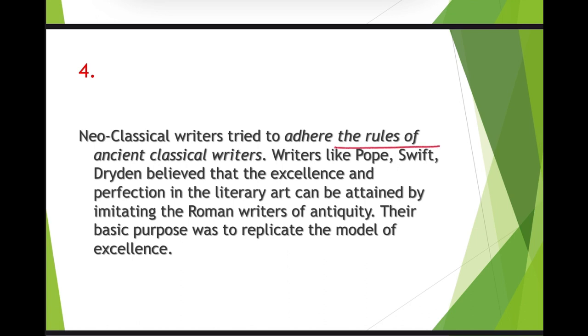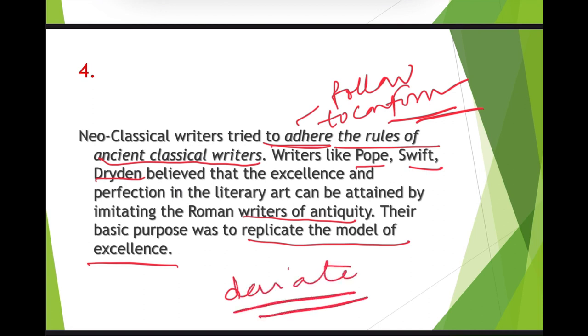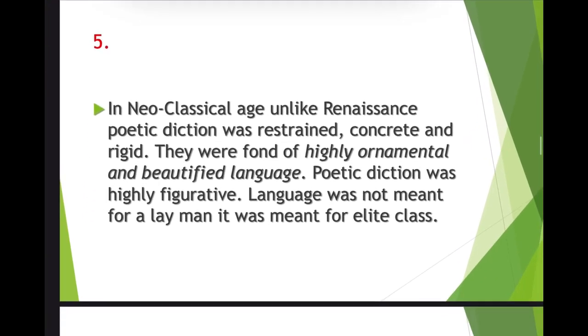Coming to the next characteristic, the rules of the ancient classical writers. They wanted to conform to the rules and regulations laid down by the classical writers. Writers like Pope, Swift, Dryden believed that excellence and perfection in literary art can be attained by imitating the Roman writers of antiquity. Their basic purpose was to replicate the model of excellence. They wanted to become as excellent as the classical writers, and they did not want to deviate from the rules and regulations laid down by those classical writers. So theirs was the model of excellence. This was an important characteristic of neoclassical writers, to adhere to the rules of ancient classical writers.